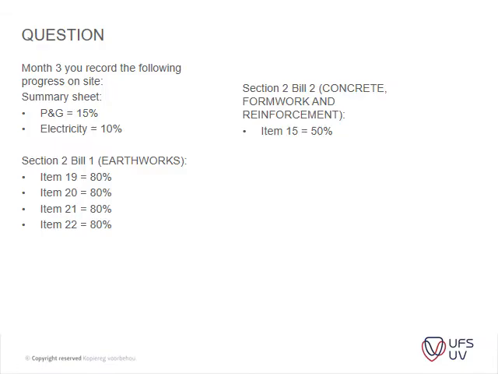So the question asks, in month 3 you record the following progress on site. Your P's and G's went up to 15%. Your electricity, this is a new item that we've added now, is 10% progress on site. And then we're going to have items 19, 20, 21 and 22 of our bill 1, our earthworks. And then on our concrete and formwork, we're going to look at item 15, which progressed up to 50%. So we're going to look at these couple of items in the next recording. So yeah, let's get on with it.